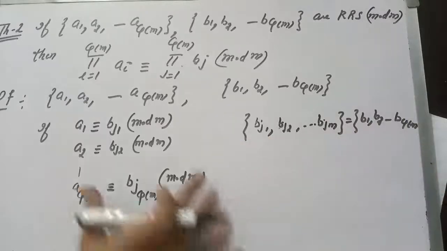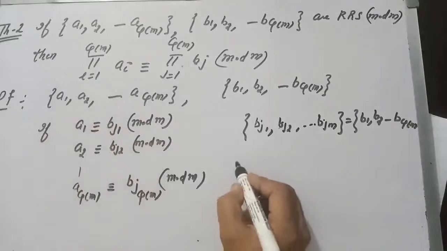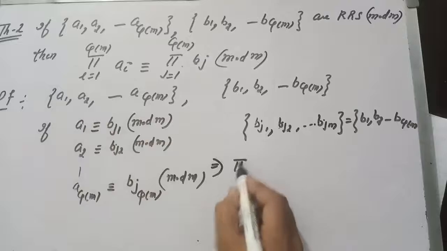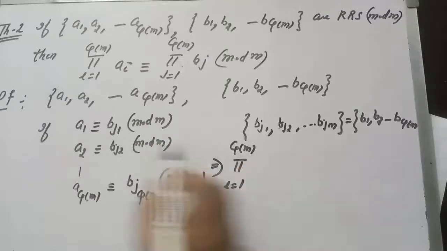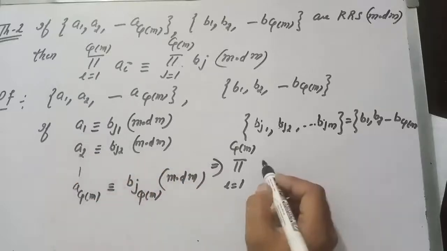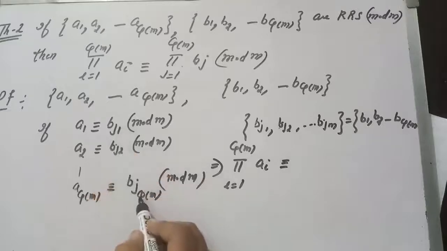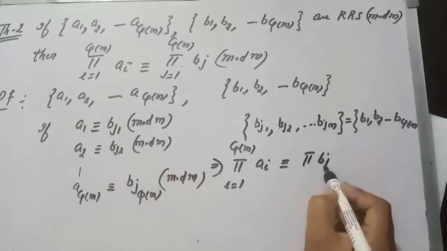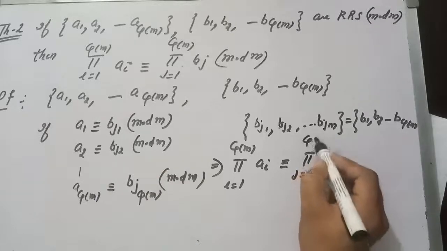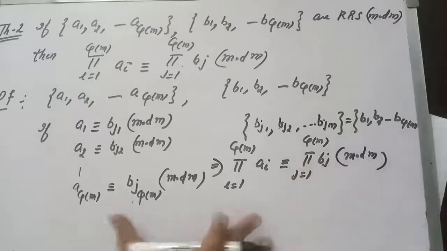Now take the product. On the left-hand side we take the product of AI for I running from 1 to phi M, that is A1, A2, ..., A phi M, which is congruent to Bj1, Bj2, ..., Bj phi M. That is again the set B, so the product of Bj for J running from 1 to phi M, modulo M. So this is an important property we will use in numerical questions.